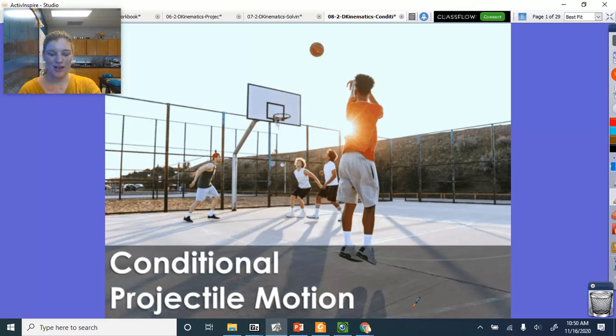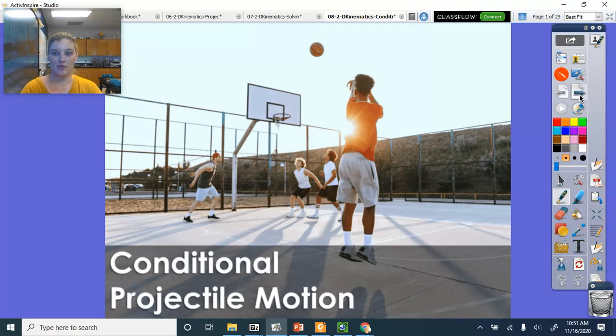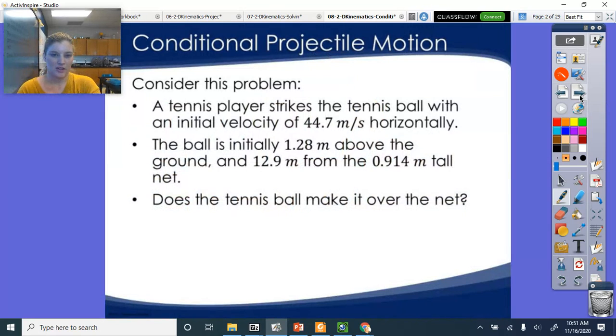We are going to go through how to solve conditional projectile motion problems. So this is another step of intensity above what we were just working on. For conditional projectile motion problems, we have a goal that we have to meet essentially. So we're going to look at this problem.